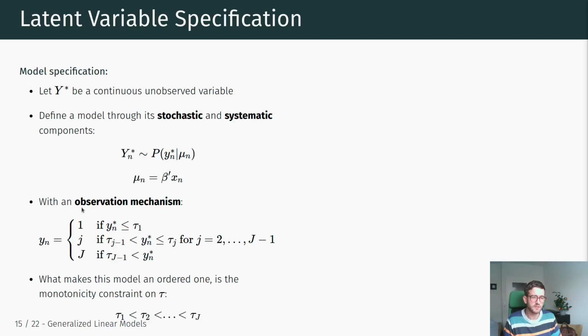Okay, the only thing that is different now is the observation mechanism, right? Remember, for the observation mechanism for the dichotomous outcome, we just had one threshold, which we call tau, in order to compute the probabilities for y being equal to 1 or y being equal to 0. The only difference now is that we have multiple thresholds, and we can have probabilities for y being equal to 1, 2, and 3, and so on.